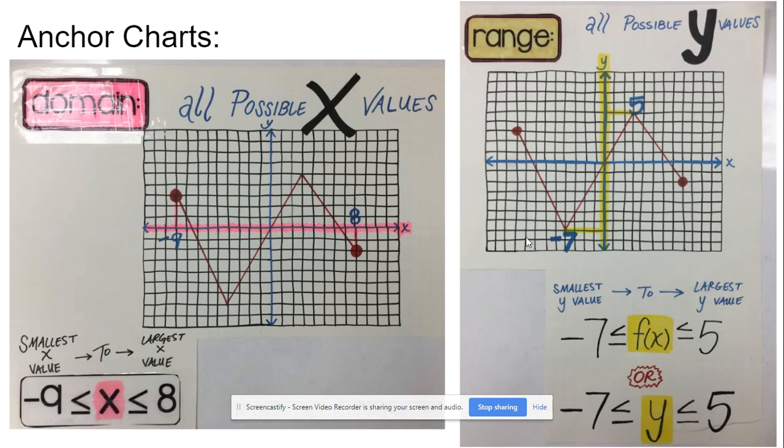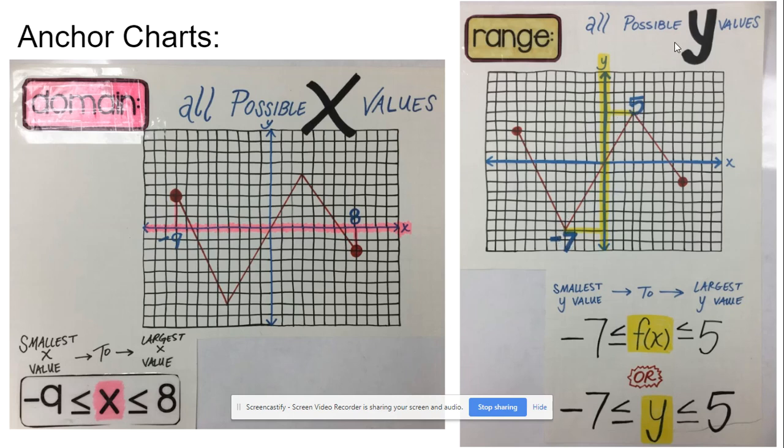Using the same graph, let's look at how the range works. Notice that I did not go from my 2 points. I go from the lowest part of the graph to the highest part of the graph. When I'm working this on paper, I would highlight my y-axis, find the lowest part and highlight over, and then find the highest part and highlight over. Then you have your 2 values.